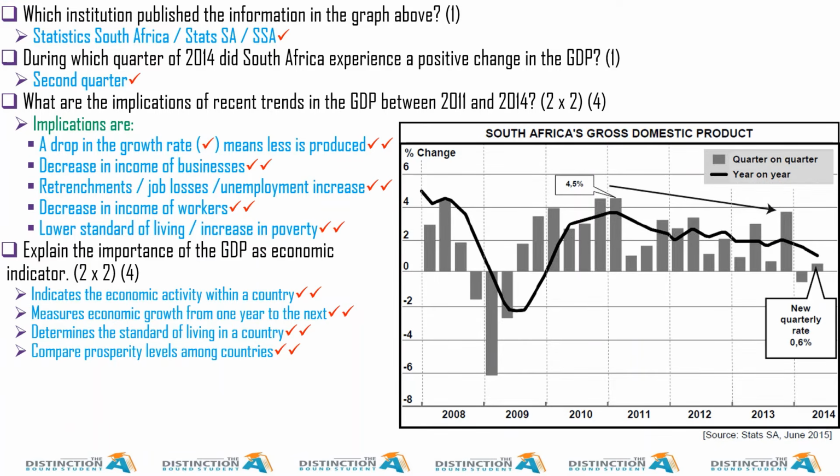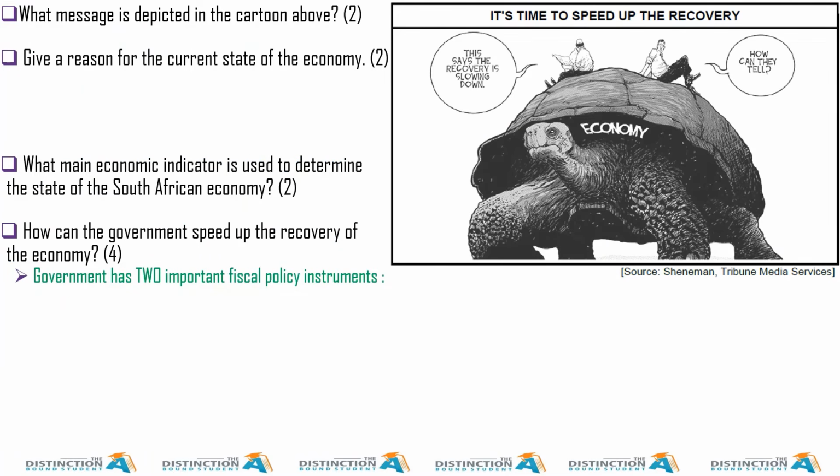All right, so it says here, measures economic growth from one year to the next, determines the standards of living in a country, compares prosperity levels among countries, like that. Right, then we go to the next question. Study the cartoon below and answer the questions that follow. All right, we see a tortoise here, and it's probably talking about slow growth. The words even say it's time to speed up the recovery.